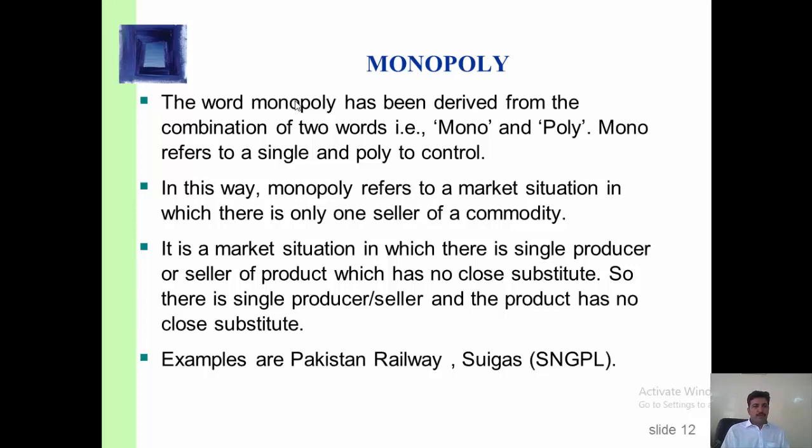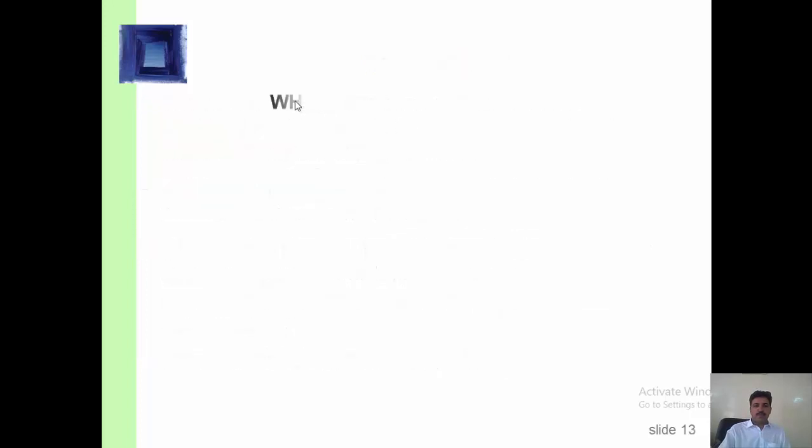So, monopoly can be defined as a market situation in which there is a single seller or producer of a product which has no close substitute. So, there is a single producer or seller and the product has no close substitute. In the case of Pakistan, examples are Pakistan Railway, Sui Gas, SNGPL.